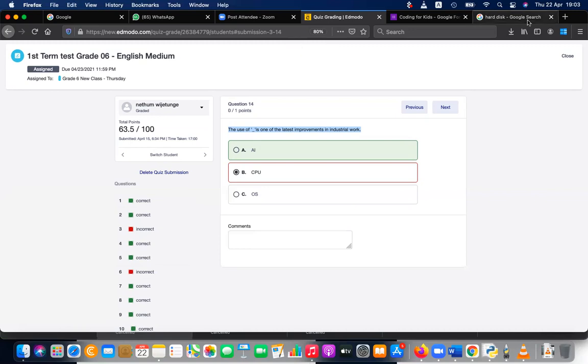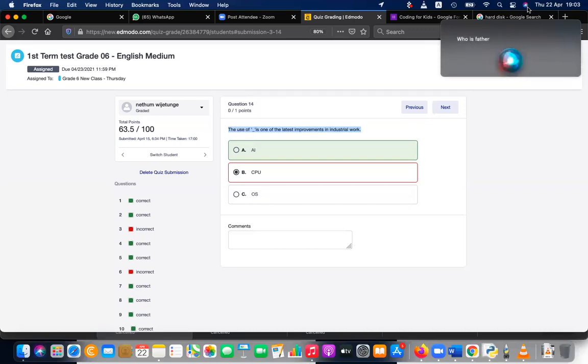Now in Apple computers, what about Hey Google? Oh, Hey Google. Google Voice, right? Google Voice can also do it. Then Apple has something called Siri. You can ask it too. Who is the father of computing? Can ask from the computer, right?